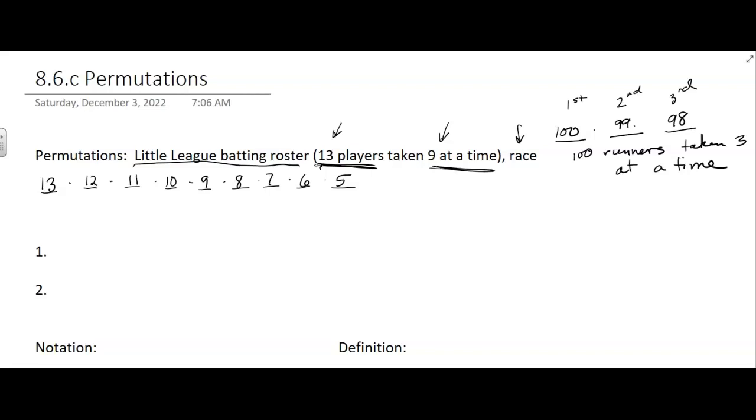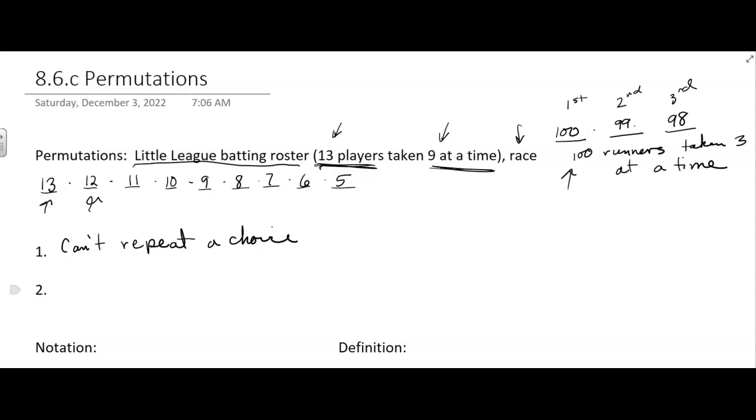All right, permutations are based on 2 things. First of all, you can't repeat the choice. So just like in the race, once the first runner crosses the line, he can't go back and be the second runner, right? So just like on my little league team here, we've got 13 choices, but once I place the number 1 leadoff batter, now I only have 12 choices for the next spot, okay?